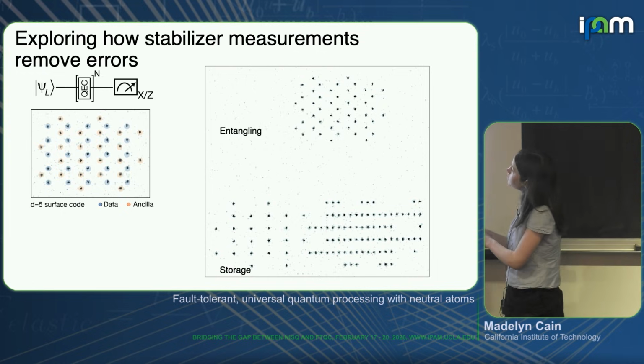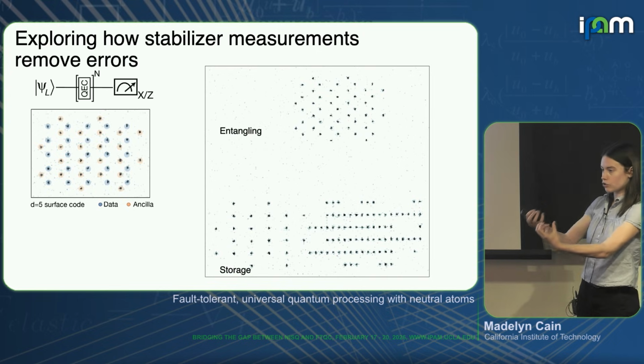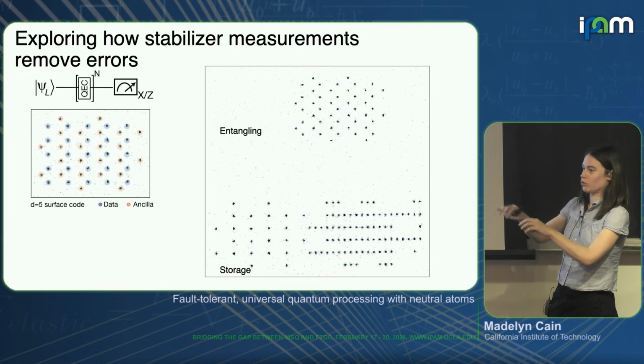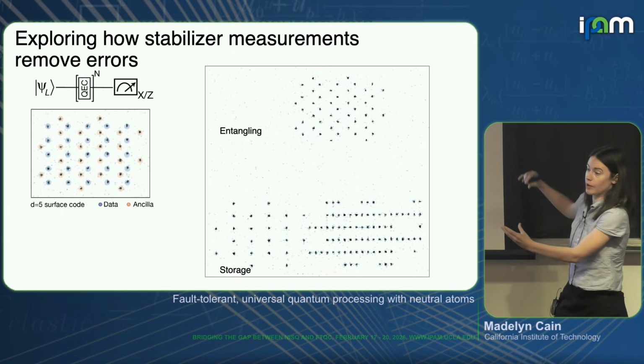The reason that we want them separated in the entangling zone is that this Rydberg interaction is longer range. So in order to not have crosstalk, you'll want to have them spatially separated by about 10 microns.